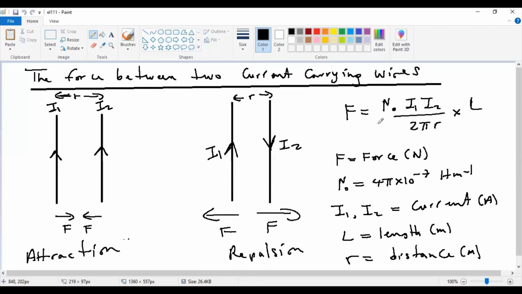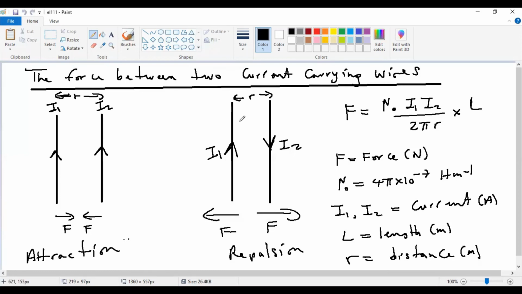So once I have the current in the wires, the distance between the wires, and the length of one of the wires, I can calculate the force acting on the wires. When you have two wires carrying a current and placed side by side like this, there is going to be a force acting on each of the wires.